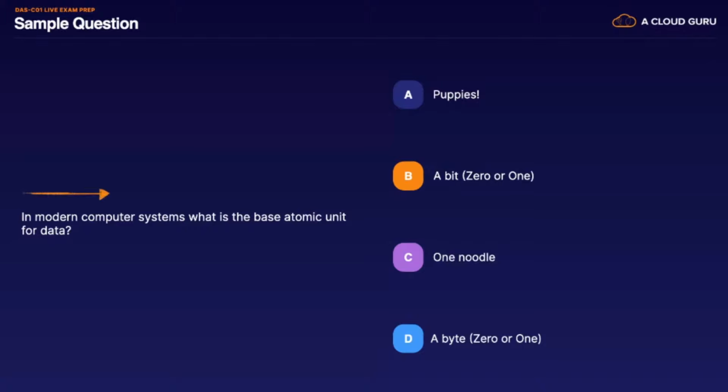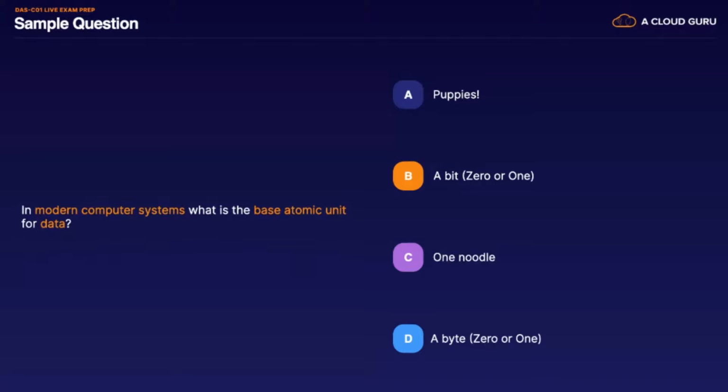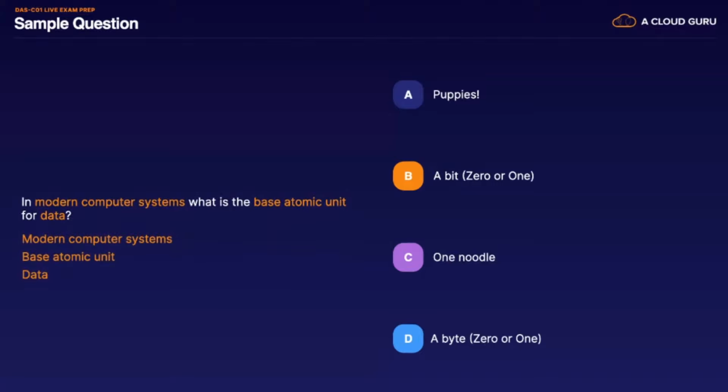So we'll read through it forward if you want to do that, Mattias. Oh, sure, sorry. In modern computer systems, what is the base atomic unit for data? Okay, so we've all looked at the answers. When we work through it backwards, what we will see is we're talking about data. We need the base atomic unit in a modern computer system. This just separates out our bullet points of what's important in the question. So right away, unfortunately for people who answered A, we know it's not puppies. It is not one noodle.